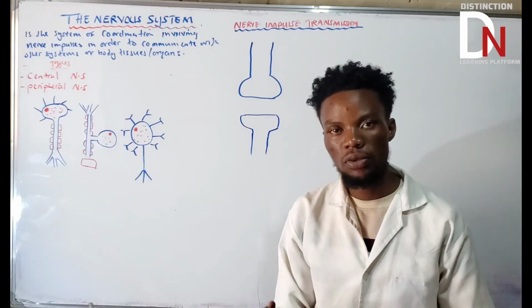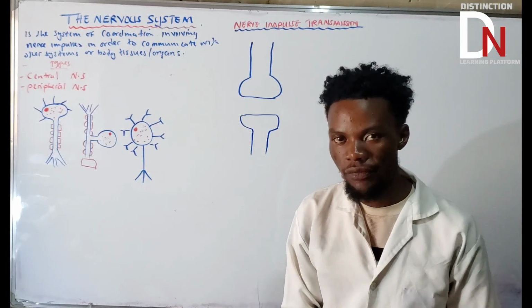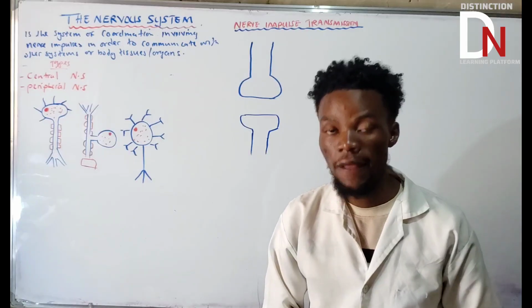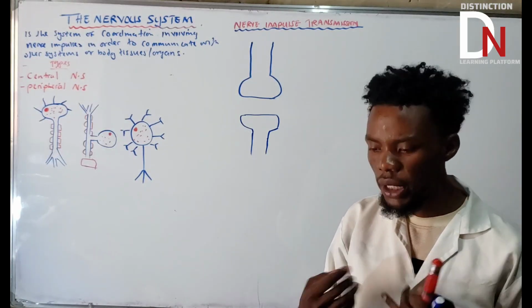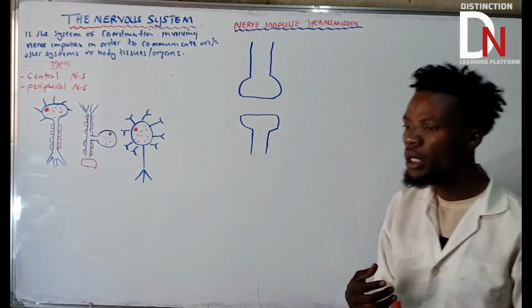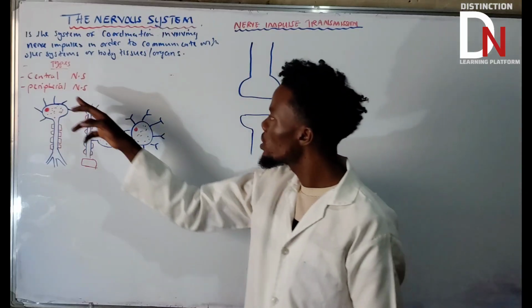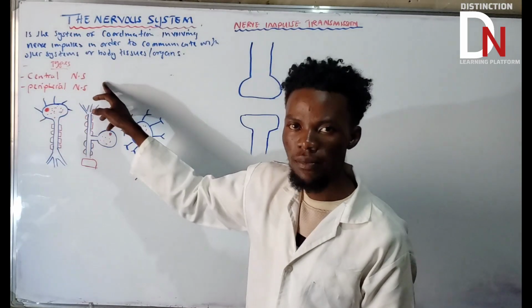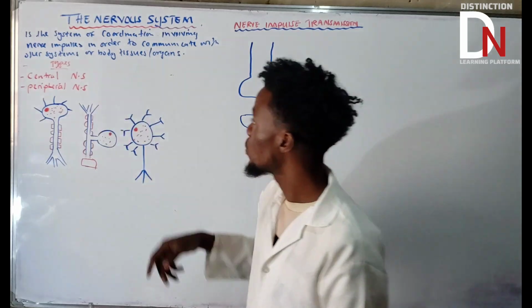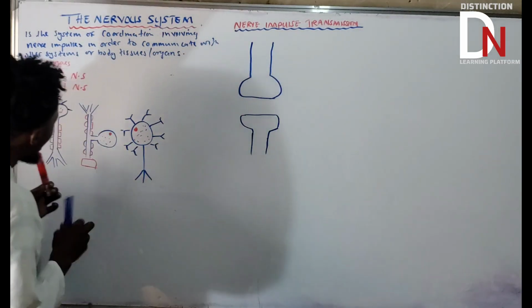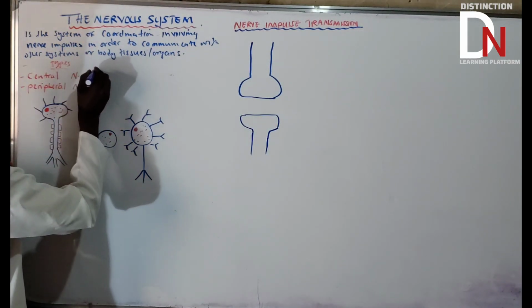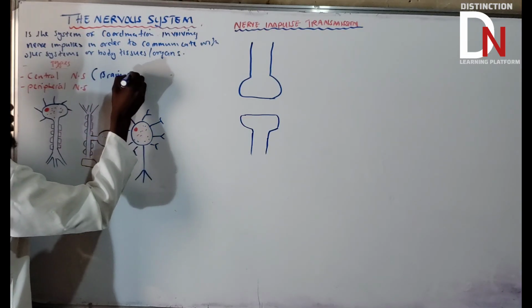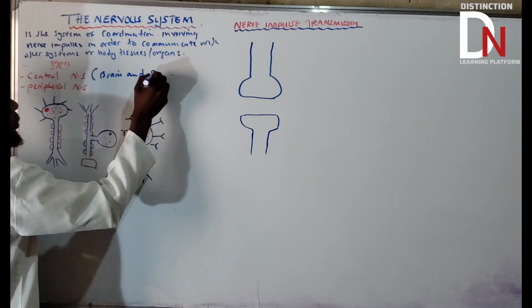If someone asks you how many types of nervous system we have, you say two types. Which one is the first one? The central nervous system. Which one is the second one? The peripheral nervous system. So let us understand. The moment you say central nervous system, what should come into your mind? The brain, and the spinal cord.